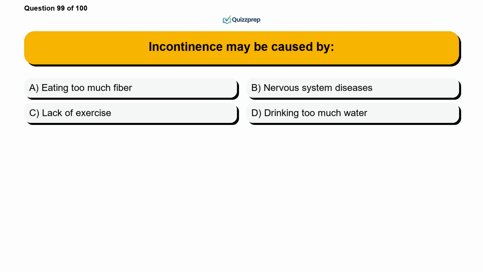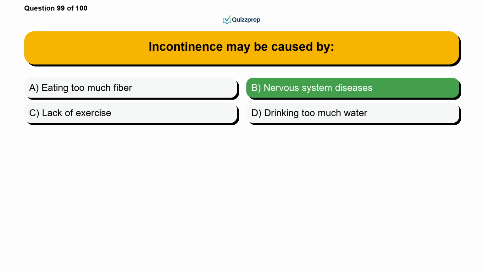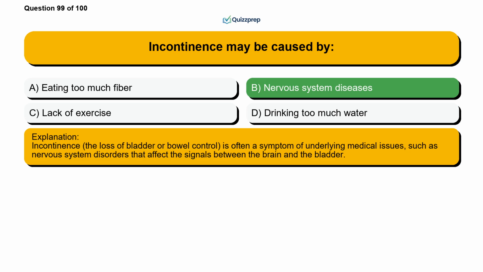Question 99. Incontinence may be caused by: Option A, eating too much fiber. Option B, nervous system diseases. Option C, lack of exercise. Option D, drinking too much water. The correct answer is option B, nervous system diseases. Incontinence, the loss of bladder or bowel control, is often a symptom of underlying medical issues, such as nervous system disorders that affect the signals between the brain and the bladder.